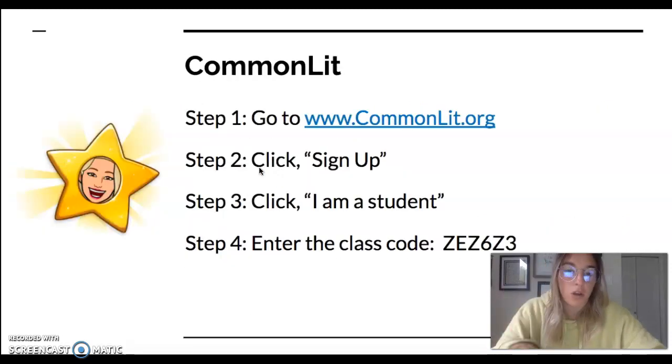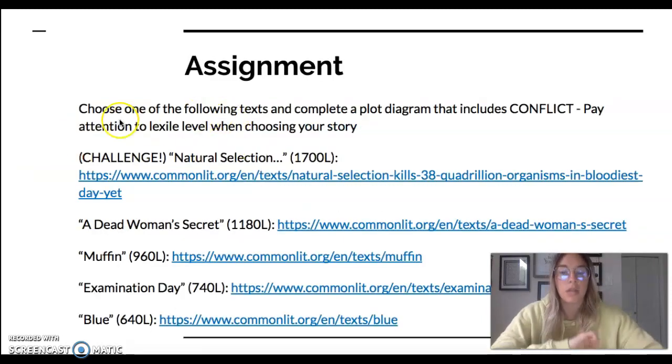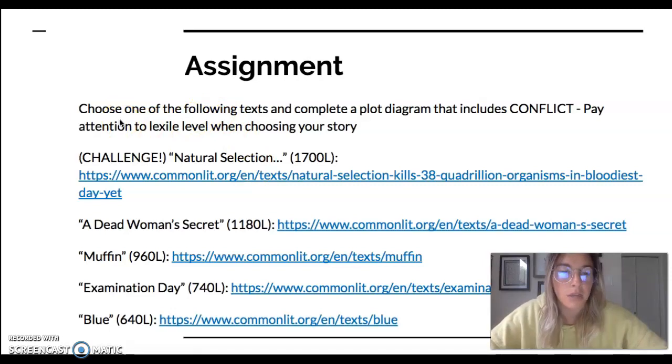I'm not going to go over this, but here are the steps for CommonLit to sign up. You should have been doing that. You should have already signed up and have been using the Read Aloud feature, so you should be good. So your assignment is you're going to choose one of the following texts and you are going to complete the plot diagram that does include conflict. I'm going to include some specific questions to go along with your conflict as well.